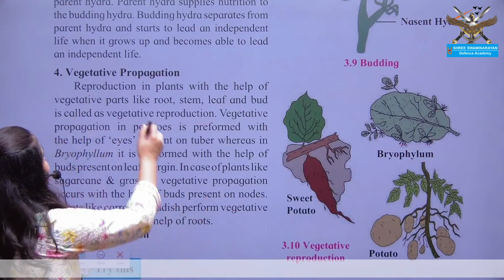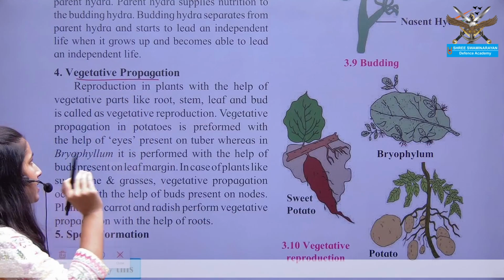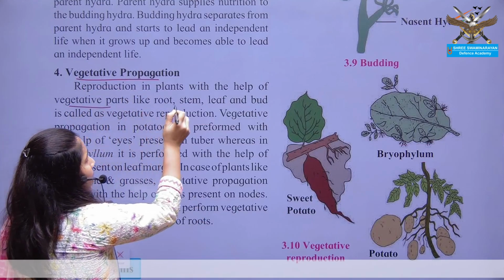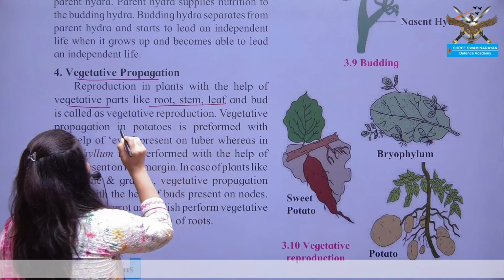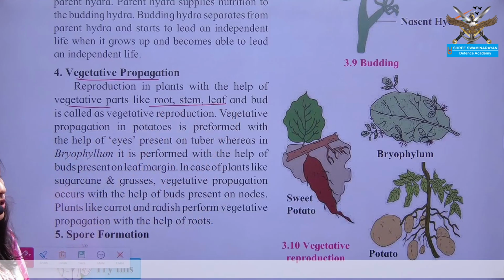So in vegetative propagation, what you have to remember is that the vegetative parts like root, stem, and leaf give rise to a new individual, a new plant.